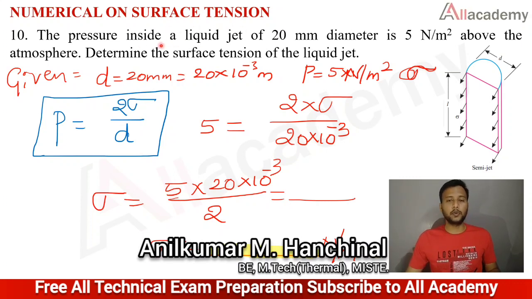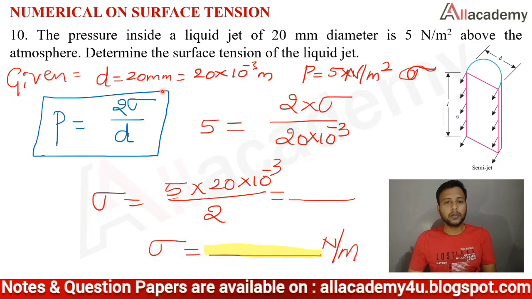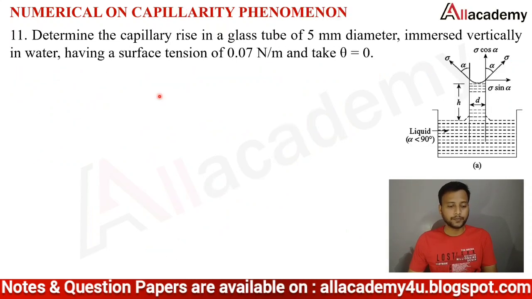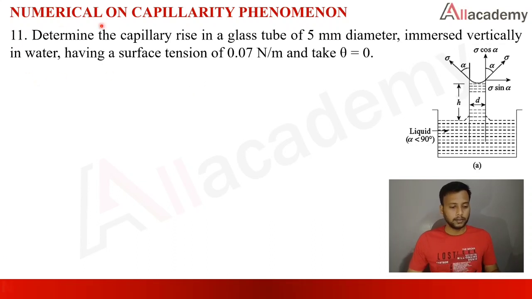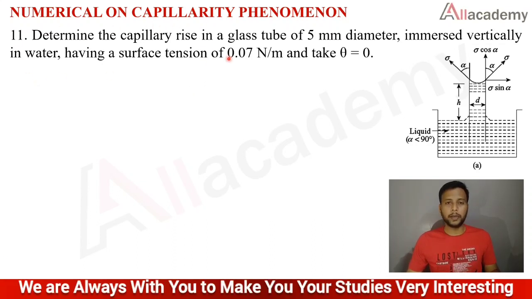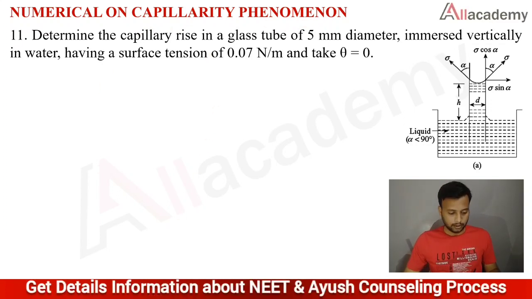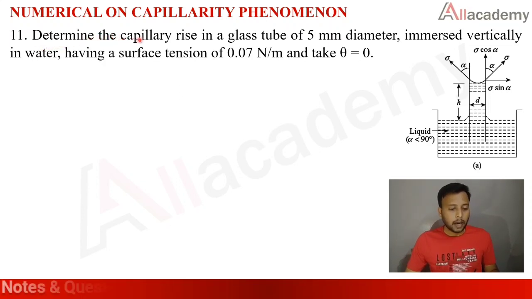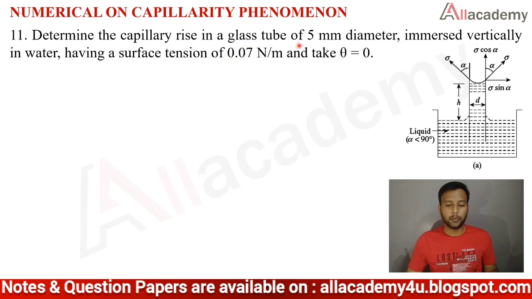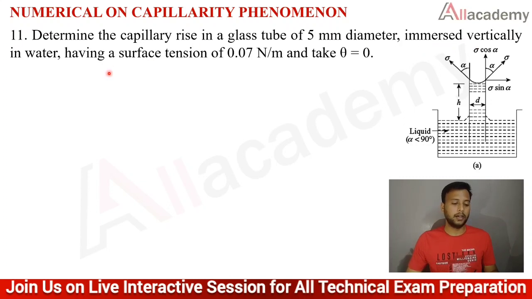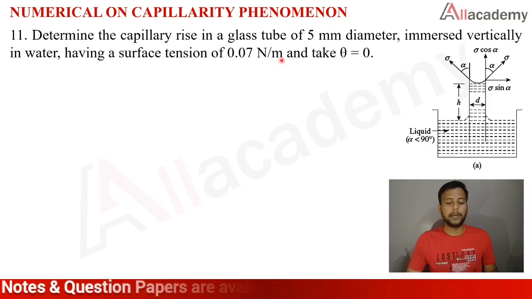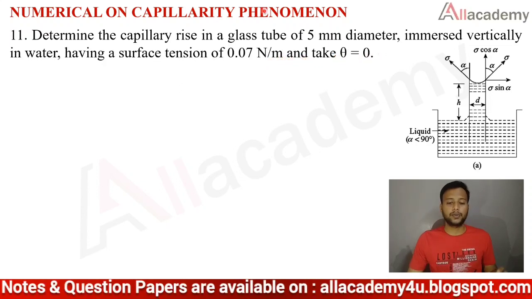So let us move to the next numericals, that is the numericals on the capillarity phenomena. I have already mentioned that whatever numericals we are solving now are all on the capillarity phenomena. Let us read out the first question on capillarity. This is the 11th question. Determine the capillary rise in a glass tube of diameter 5 mm immersed vertically in water, having a surface tension 0.07 Newton per meter, and take theta equal to 0.